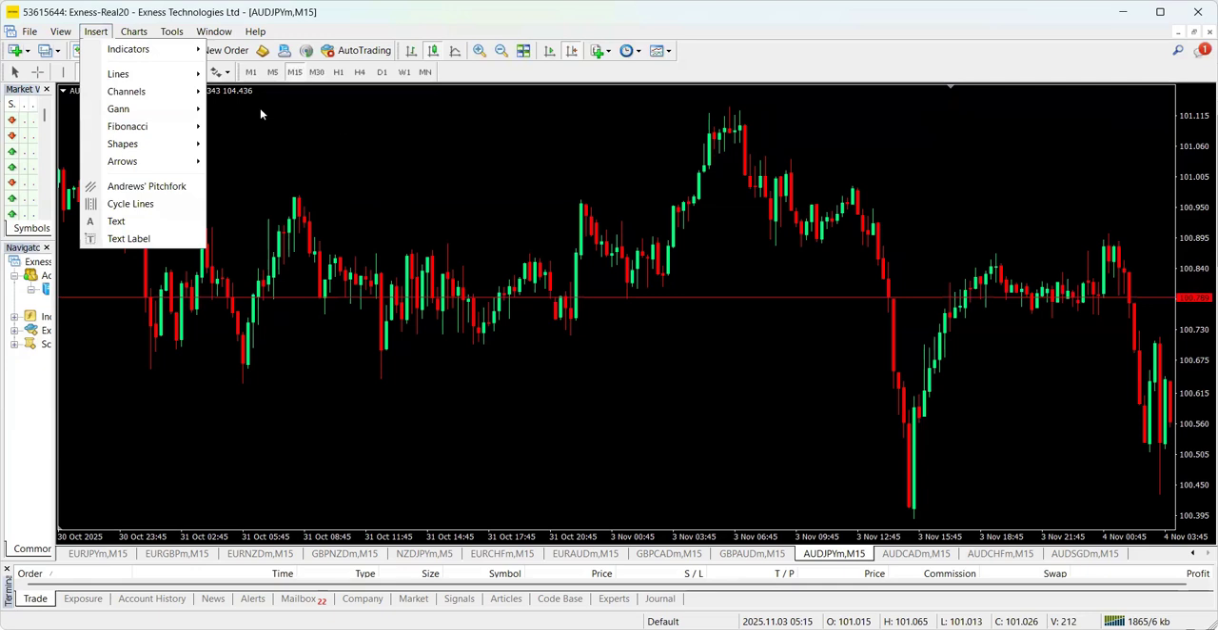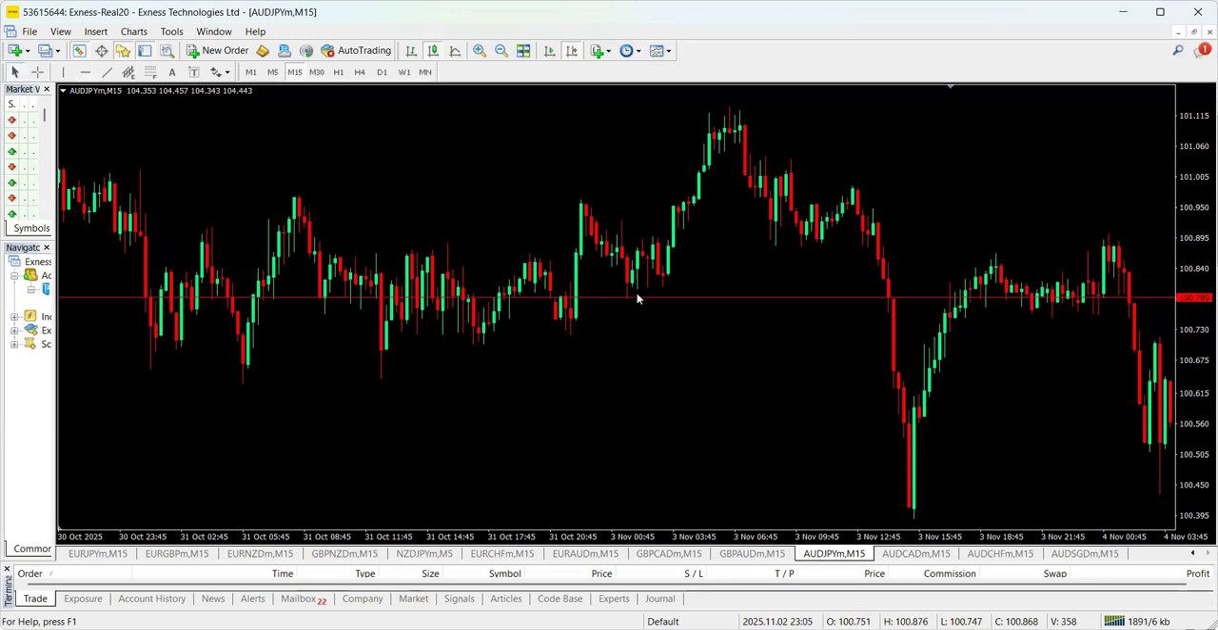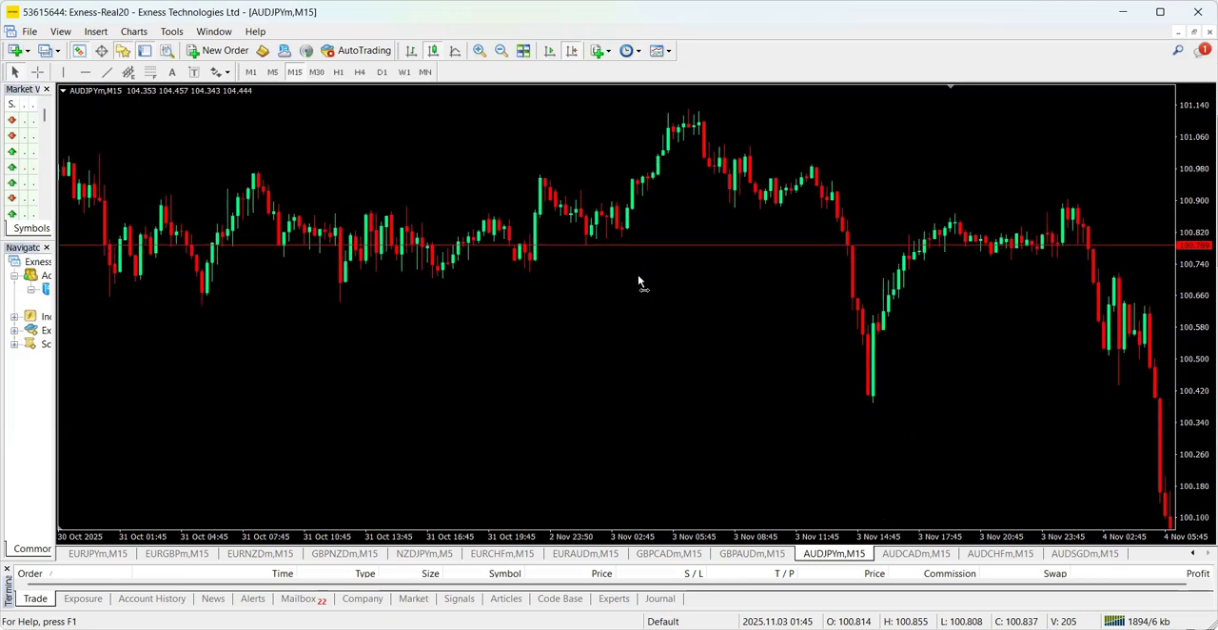See this area around here? So that's where the change of character would occur. When the market goes beyond this level, okay? When the market goes beyond this level, that's the change of character we're talking about.